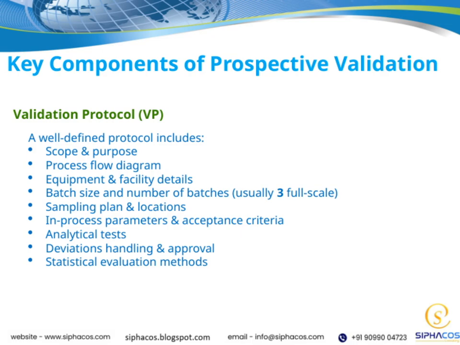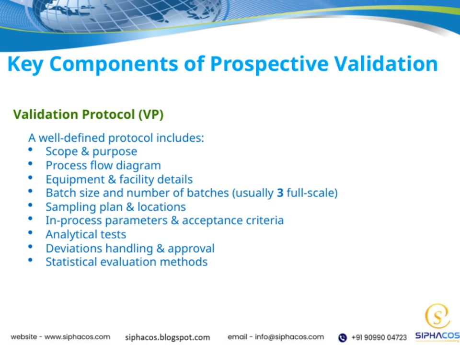First, it clearly states the scope and purpose, setting the boundaries and goals for the validation process. Next, it includes a process flow diagram, which visually maps out each step involved. Detailing the equipment and facilities used is also crucial, ensuring everything is suitable and properly qualified. When it comes to batch size and the number of batches, typically 3 full-scale batches are used to demonstrate consistency.